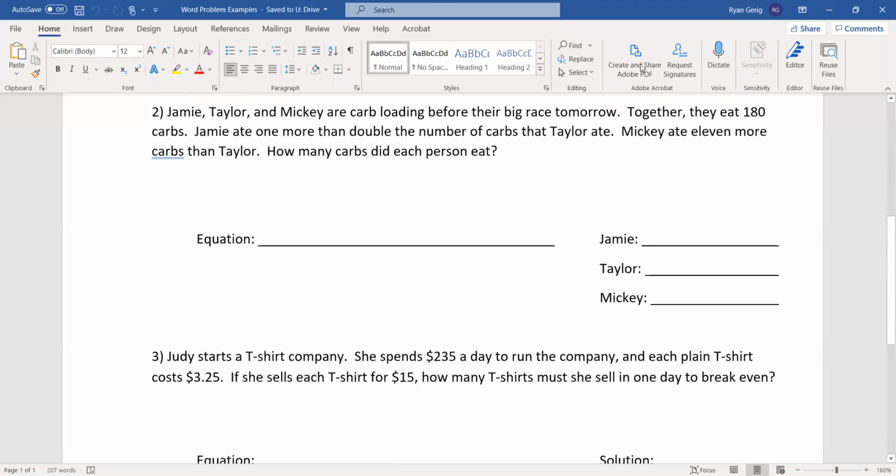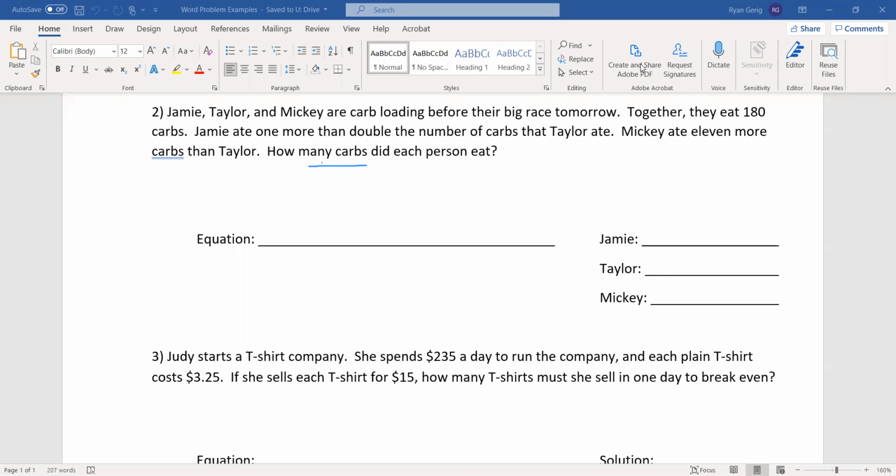All right, this one's a little trickier. Jamie, Taylor, and Mickey are carb loading before their big race tomorrow. Together, they eat 180 carbs. Jamie ate 1 more than double the number of carbs that Taylor ate. Mickey ate 11 more carbs than Taylor. How many carbs did each person eat? So, number of carbs that each person ate.